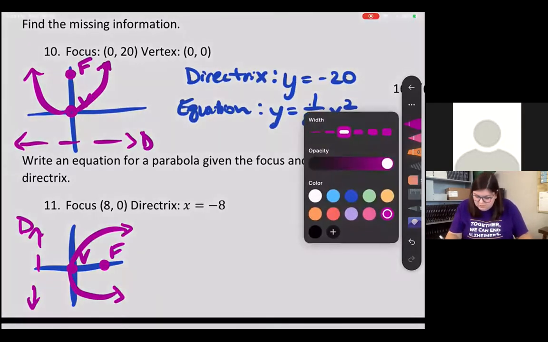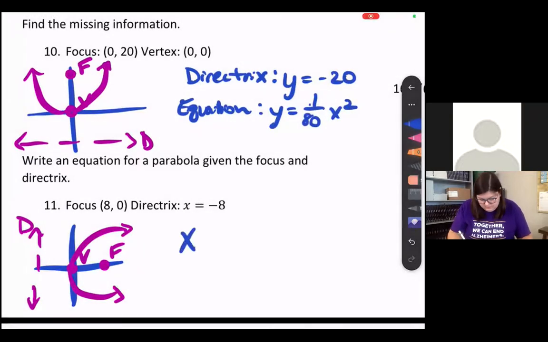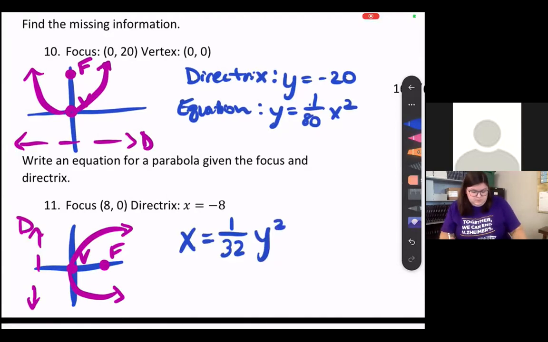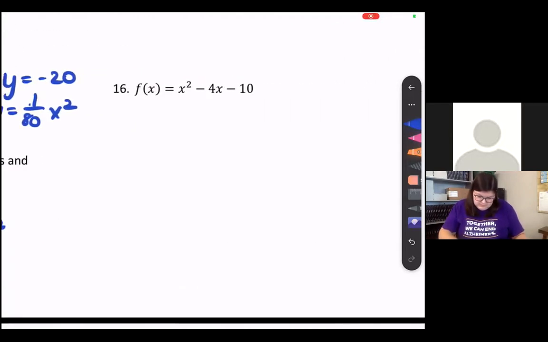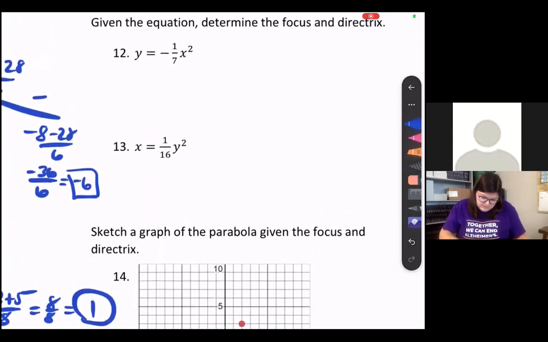So now that I know it's opening to the right, I know I have to start with an x equals. My focal length is 8 here because that's the distance from my vertex to my focus. So I've got 1 over, and then I'm doing 4 times 8, which gives me 32. It's opening to the right, so that's positive, and then I just finish it up with y squared. Okay, so we just need to figure out which way it was opening, figure out if that's positive or negative, and figure out if you're starting with an x or a y. Okay, so that's it for that one.